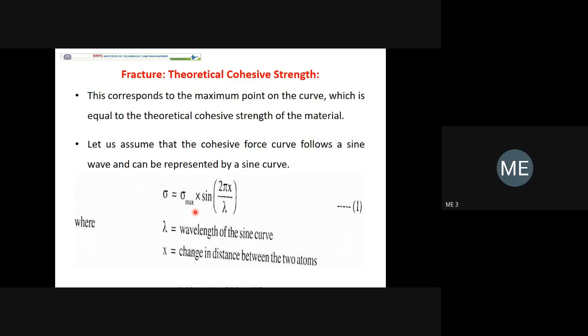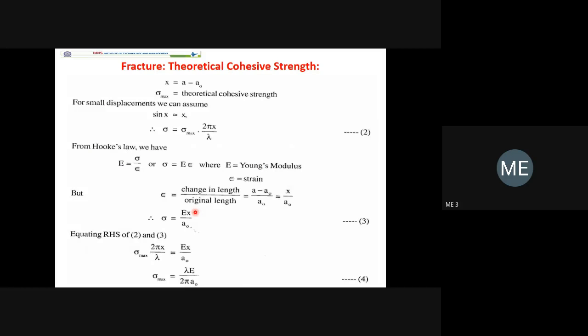So what is the cohesive force at any distance between the two atoms? The equation for x is also given: x is equal to A minus A naught. And sigma max is given by the theoretical cohesive strength. So what is meant by theoretical cohesive strength or practical cohesive strength? Suppose you see the steel, the Young's modulus of the steel is 200 GPa.